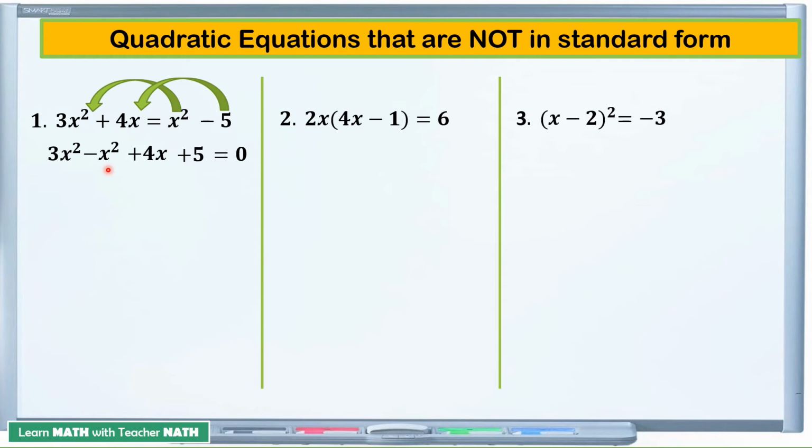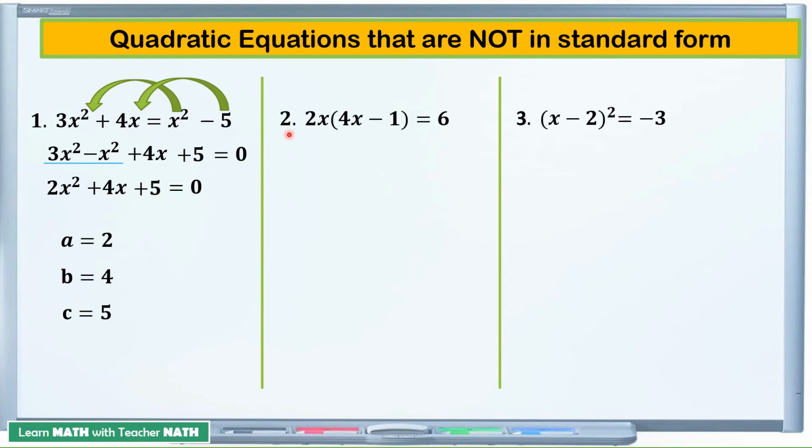Next, may napapansin tayo dito sa ating equation. May similar terms siya. So, we're going to combine the similar terms, which is the 3x squared minus x squared. So, ang kanyang sagot ay 2x squared. Then, we're going to copy plus 4x plus 5 is equal to 0. So, narito na tayo sa ating standard form. Pwede nating malaman ang value ng A, B, and C. So, the value of A is equal to 2. The value of B is equal to 4. The value of C is equal to 5.